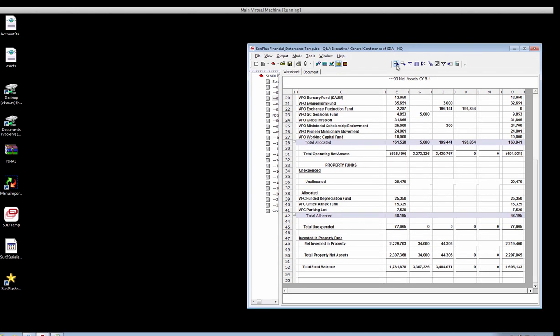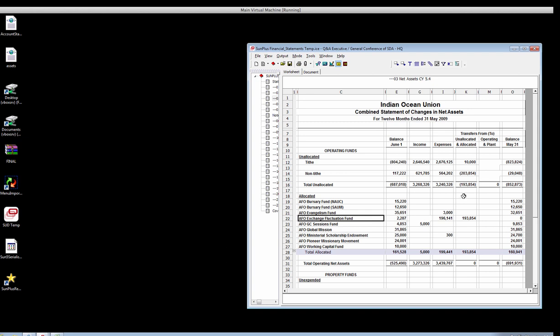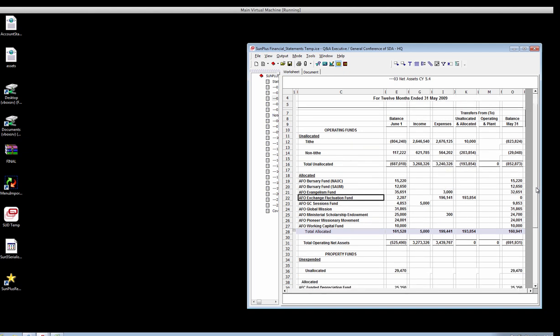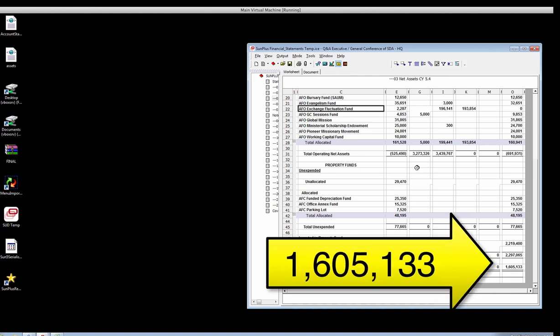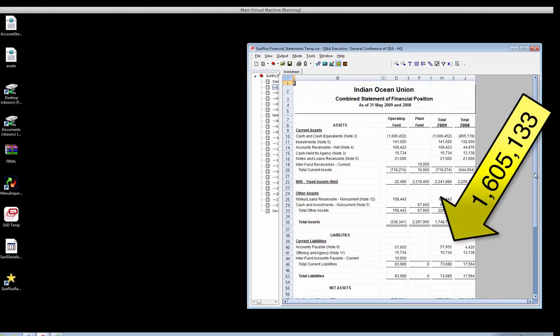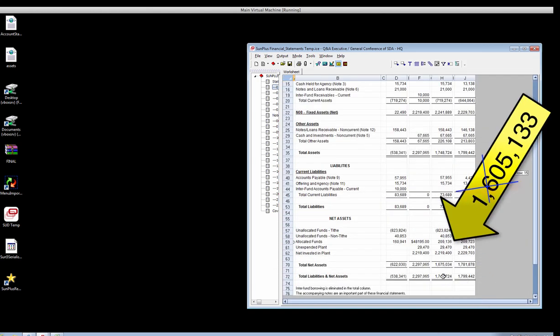net assets here, okay, and this is on another set of financial statements. It's slightly confusing what we have here, but we have the statement of net assets, and you see the total of these statement of net assets is $1,605,133, and when we go back to the balance sheet, the total assets are $1,675,034. So something's not right.